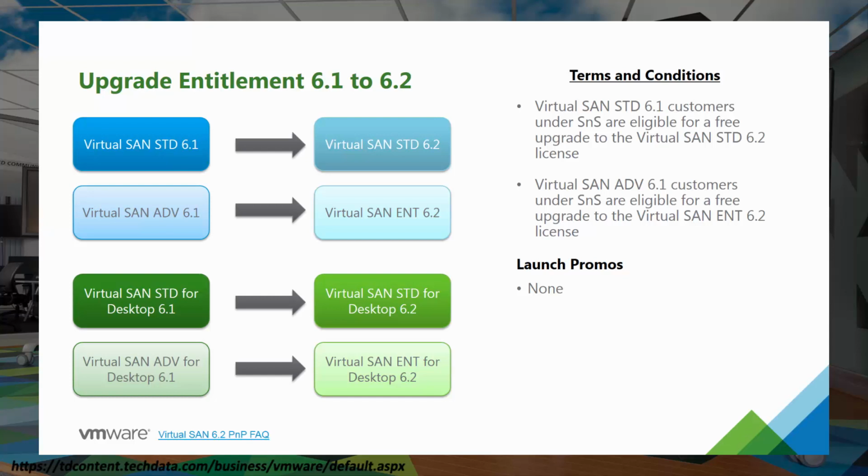Then, as you see for the vSAN for desktop licenses, which are part of our Horizon packaging, they're entitled in the same fashion that we just covered with the normal vSAN licenses. So if they have Standard, then they're just going to get Virtual SAN for Desktop Standard in 6.2. If they have Virtual SAN for Desktop Advanced in 6.1, then they're going to get Virtual SAN for Desktop Enterprise for 6.2. So that just shows you the transition and how you're going to handle the entitlements going from 6.1 editions to 6.2.